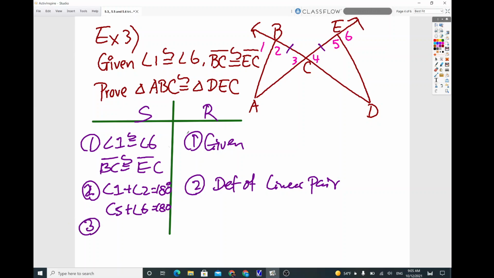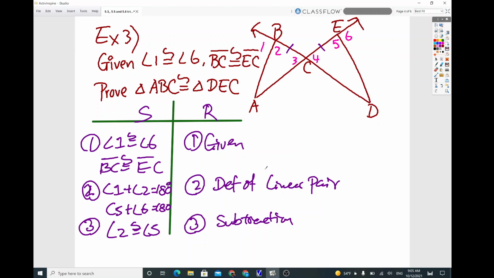And then the next statement, you can just say that angle 2 is congruent to angle 5. So this one basically is just using the angle subtraction postulate. Once you subtract both sides by angle 1, over here angle 5, so subtraction properties of equality, you'll get those two angles congruent.